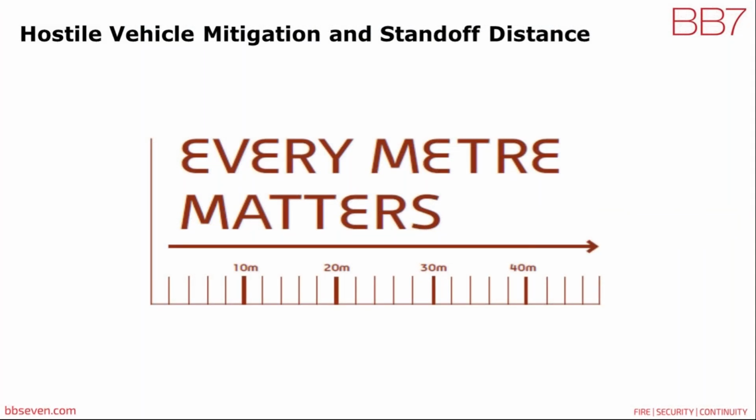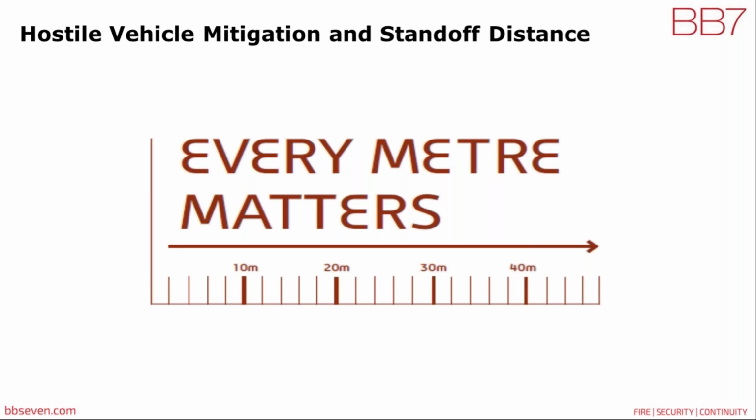Ultimately, when we decide to include hostile vehicle mitigation measures into a project, standoff distance is the key. Put simply, every meter matters. This is due to simple mathematics and physics, with the damage caused reducing exponentially for every small increase in distance. Now, you may often hear the desire to achieve 25 to 30 meters, which should provide a reasonable level of protection to the building. However, you can still protect a building with far less standoff, as is often the case in cities where land and space is a premium.